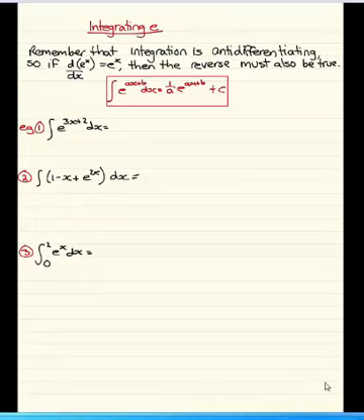Alright, so looking at how to integrate an exponential function. This is really easy if you remember that integration is the opposite of differentiating. So knowing that when I differentiate e to the power of x, I get e to the power of x, then conversely, when I integrate e to the power of x, I should get e to the power of x. So that one's really straightforward.